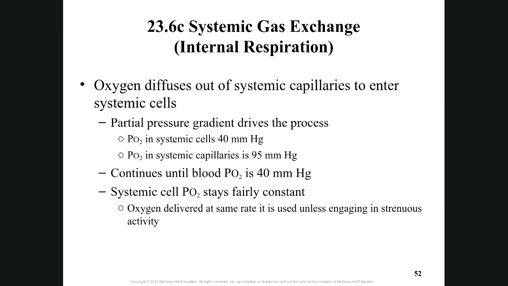The oxygen diffuses out of systemic capillaries to enter our systemic cell. This is the meaning of internal respiration. And I told you that the partial pressure gradient can do this. The pressure of oxygen in our cell is less than the pressure of oxygen in systemic capillaries, so the oxygen can go to the cells. And it continues until the pressure becomes equal on both sides.